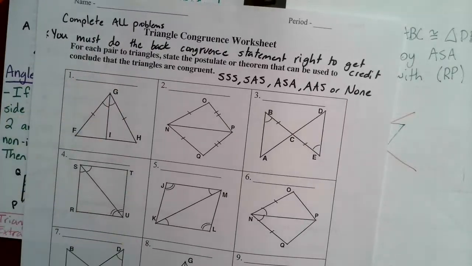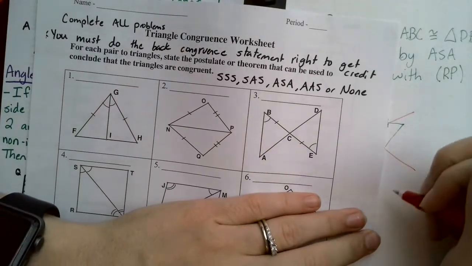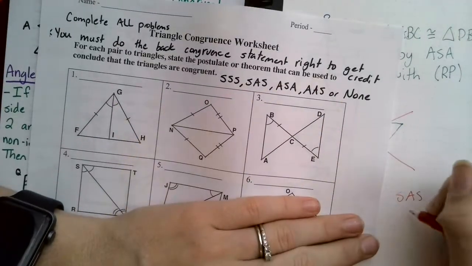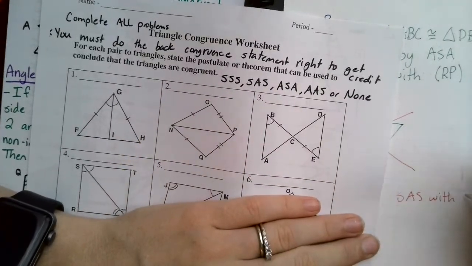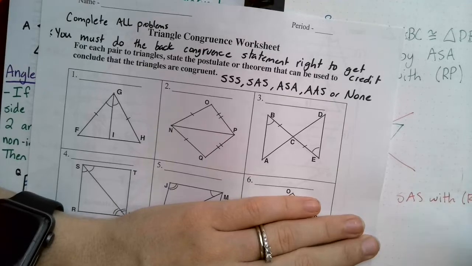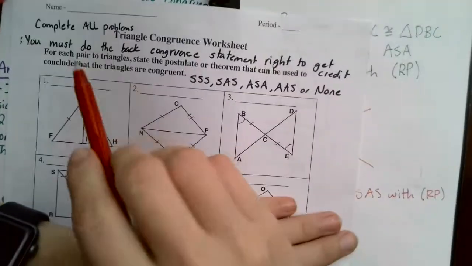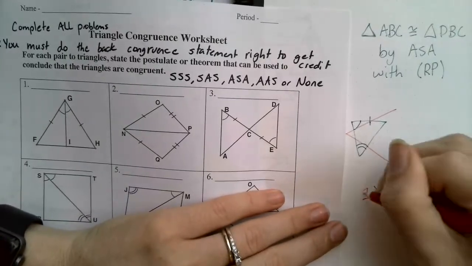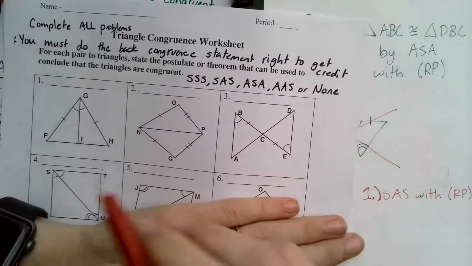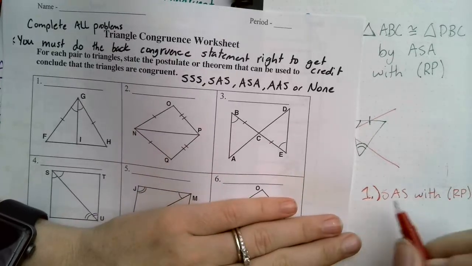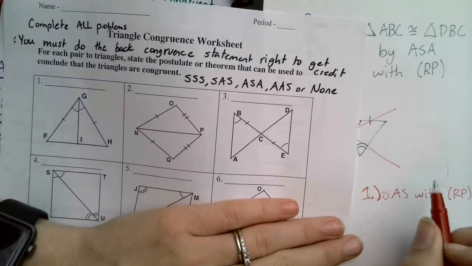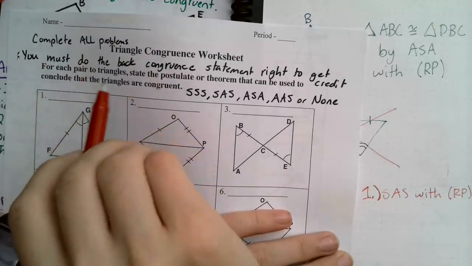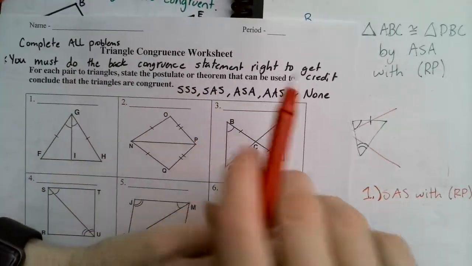I'm not actually going to write on this worksheet because this is one of my few copies of it. I would write side, angle, side up there. And we used side, angle, side with reflexive property. Okay, so that's what I would put on that line. And if you want to just write these out in your journal, and this could be your assignment instead, if you don't have a printer at home, you could just write these in your journal. Side, angle, side with RP. And then it also says you must do the back congruent statement to get credit.